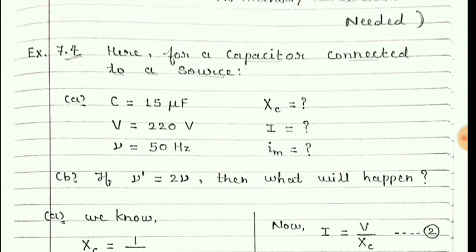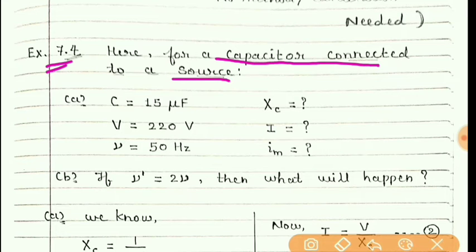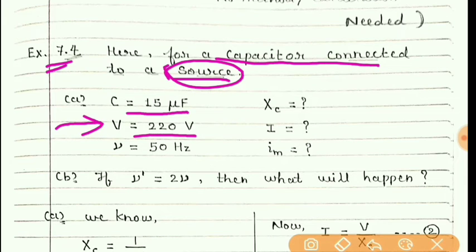It is given in the statement of this example that a capacitor is connected to a source, and its value is 15 microfarad and the source voltage is 220 volt. This is the RMS value. Capital V indicates RMS value, and its frequency is 50 Hz. Here we have to find the capacitive reactance, the RMS value of the current, and the peak value of the current.